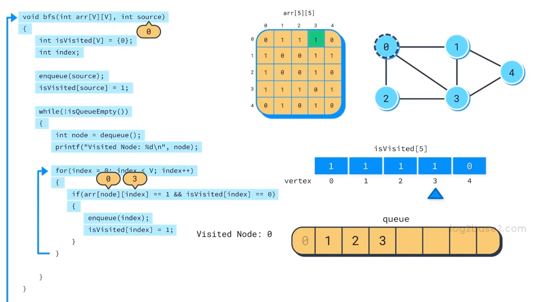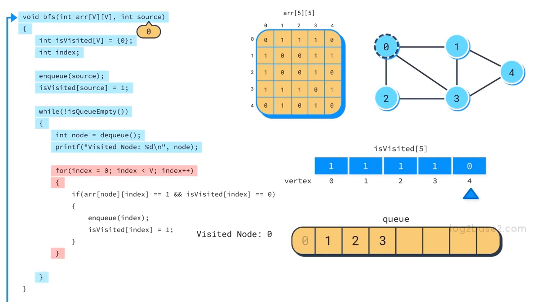Now in the next iteration, index is equal to 4 and ARR of 0, 4 is equal to 0 and not equal to 1. So if fails, and in the next iteration index is equal to 5 which is not less than v. So the condition fails and control comes out of the for loop. So what have we done here? We started from vertex 0. We visited it and visited all its neighbors also. Now in the next iteration of the while loop, remove the element from the queue and store it in node.